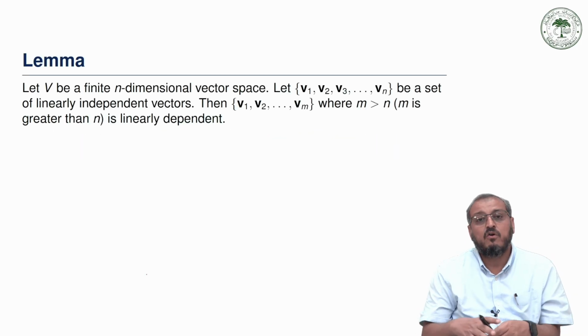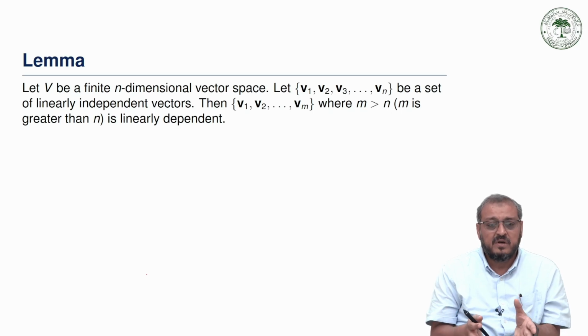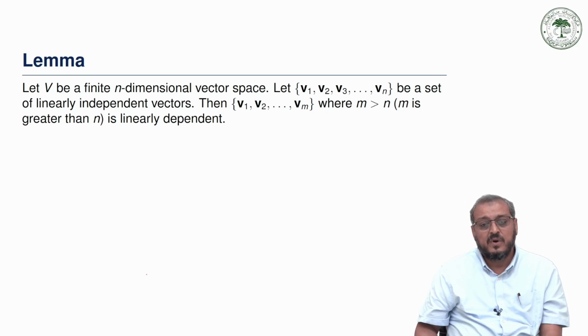This result we already proved two classes before. Let V be an n dimensional vector space, and take a set of n linearly independent elements, and then take some m elements with m greater than n. Then this set is always linearly dependent. That is, every set of n plus 1 elements is linearly dependent. We are using this result, which we have already proved in the previous classes.